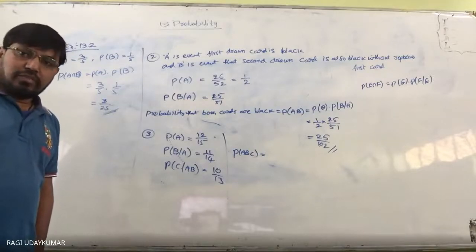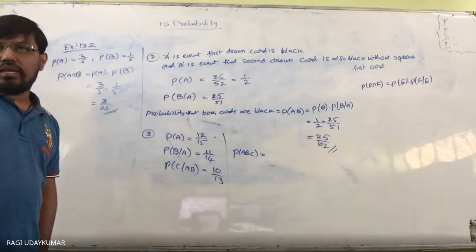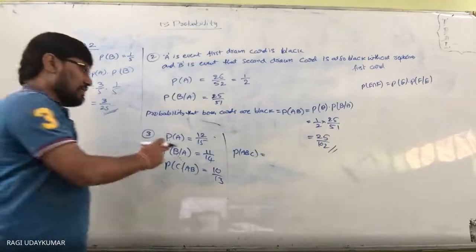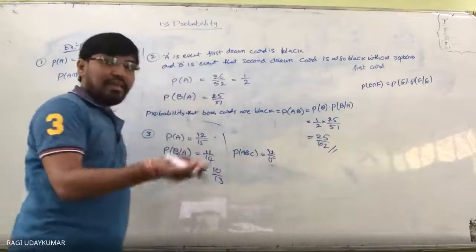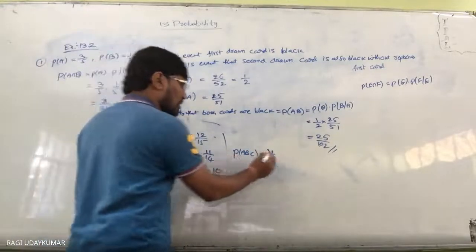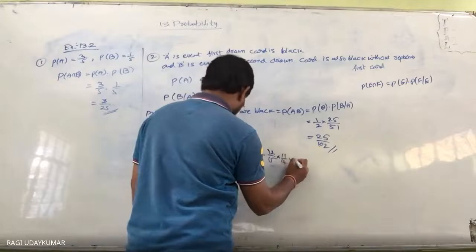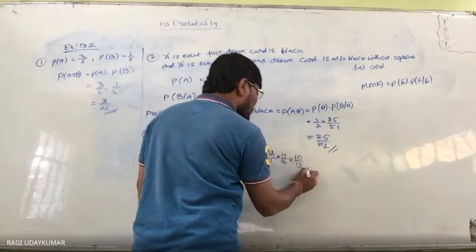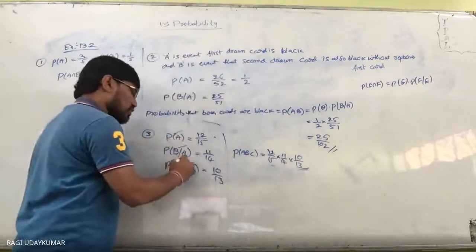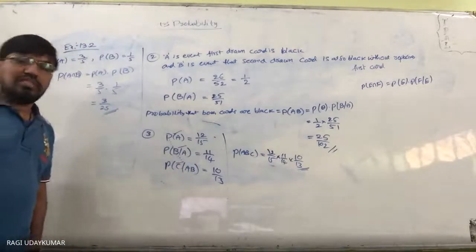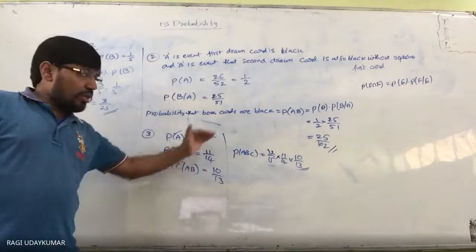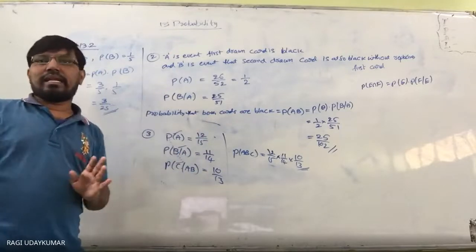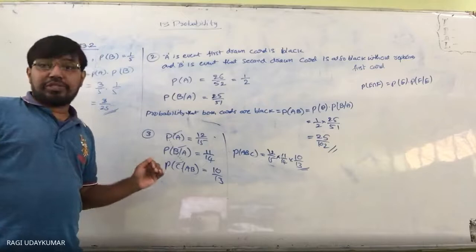3 events means 3 times good oranges only. That is represented by the multiplication theorem of 3 events: 12 by 50 into 11 by 14 into 10 by 30. So representation is very much important. Most of the students don't know this. They will just write this and say multiply, but representation matters.